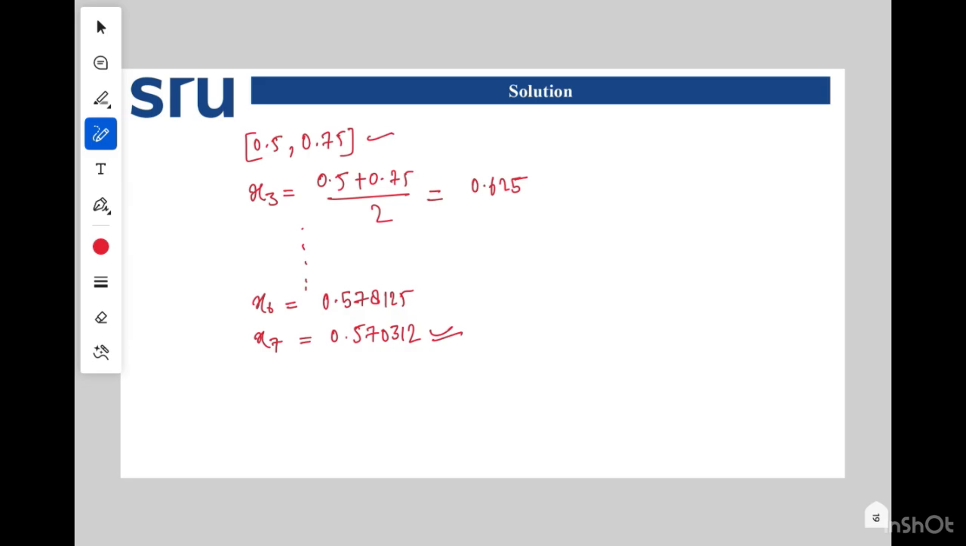Now this x7 root is correct up to 2 decimal places, because it matches the previous root up to 2 decimal places. So the first 2 decimal places have been stabilized. So this is all about the bisection method.